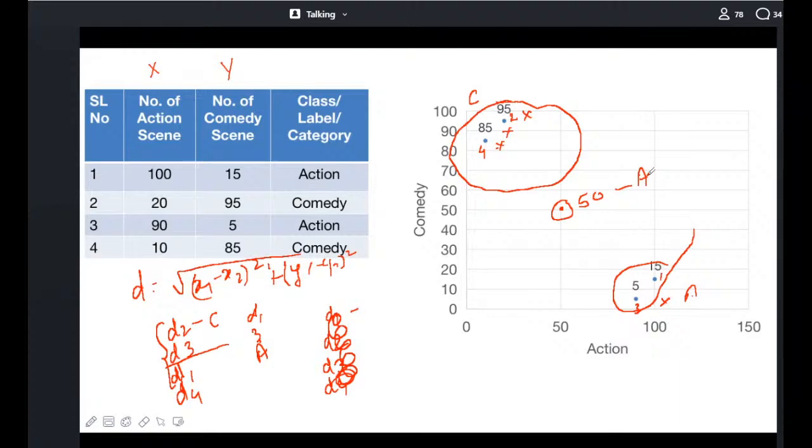A research paper has reported that if the value of K is taken as 5, that will give you the best result.